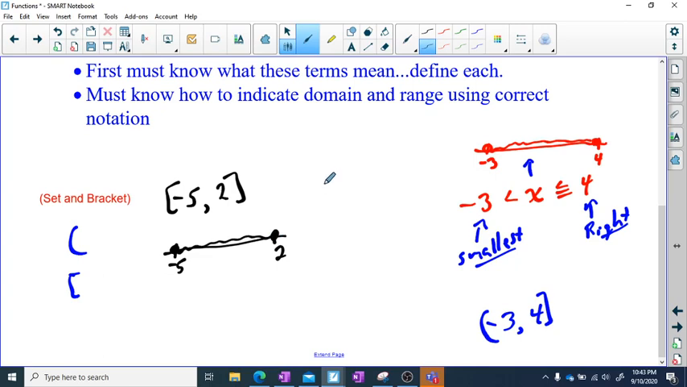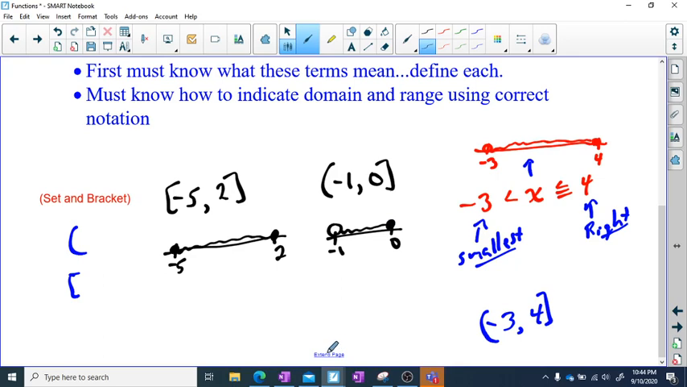Versus this set of numbers, let's say round bracket -1, 0, and let's say this one has a square one on it. This would be on a number line, starting at -1, going to 0, everything in between them. This one is not included. This one is included. See the difference? You shade it in versus leaving it open.